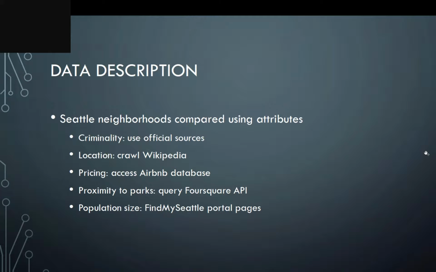So when it comes to the data acquisition, we would like to compare different Seattle neighborhoods by the following attributes. When it comes to criminality, we will just use official sources provided by the governmental institutions. For the location of the districts, we wrote a small crawler in Python to get the geolocation of each district from Wikipedia. When it comes to pricing, we can access the Airbnb database from Kaggle computation. Proximity to parks is measured using the Foursquare API. And for the population sizes of the districts, we will use Find My Seattle portal pages.